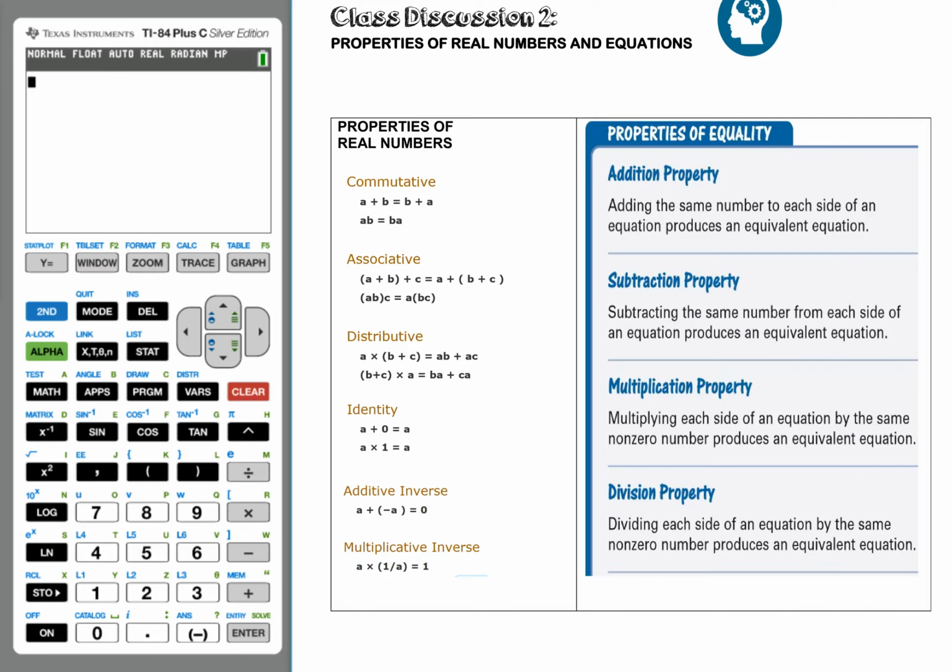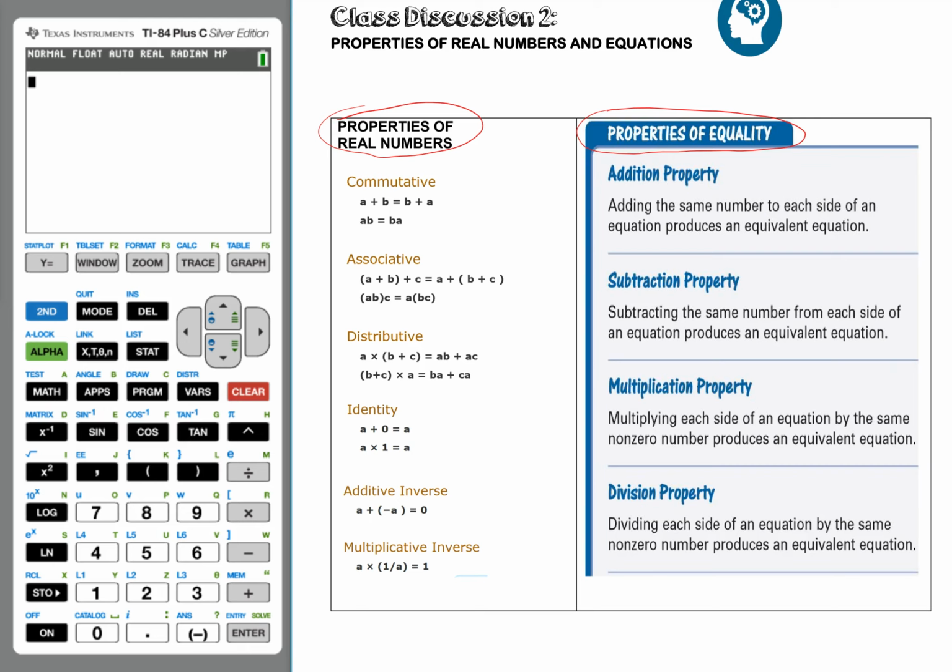Let's work now on class discussion 2. These are the properties of real numbers and equations. So I've divided this into two columns here. One is the properties of real numbers and the other one will be properties of equality. So let's work now on the properties of real numbers.